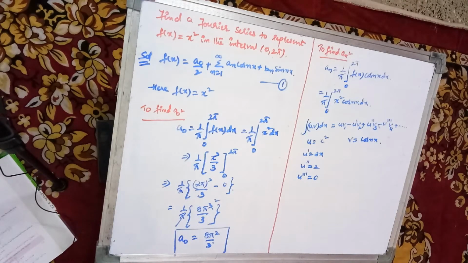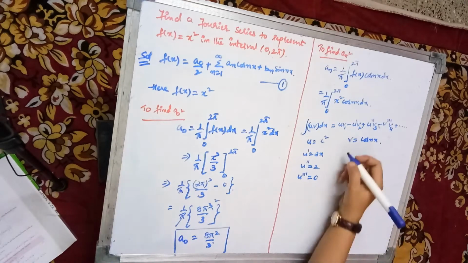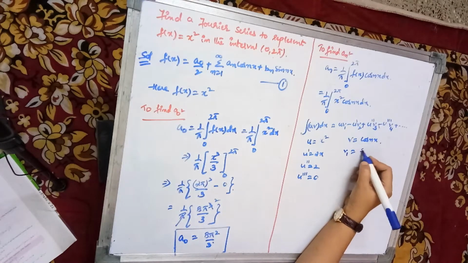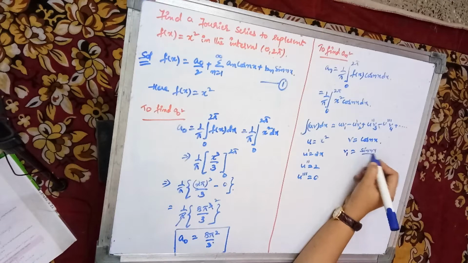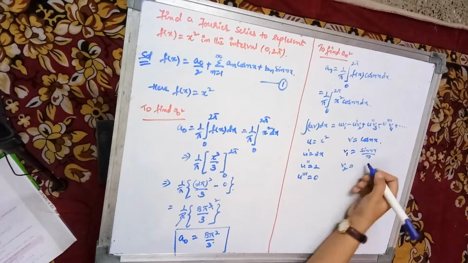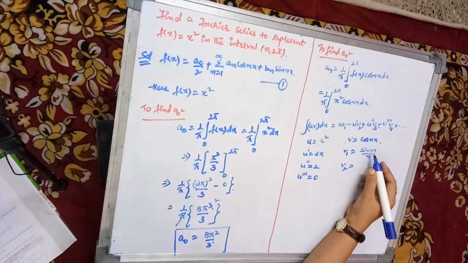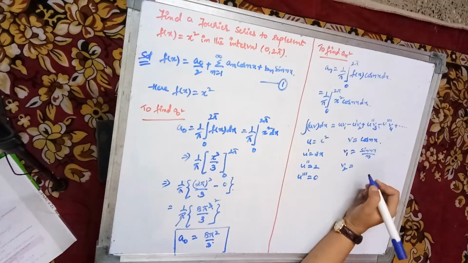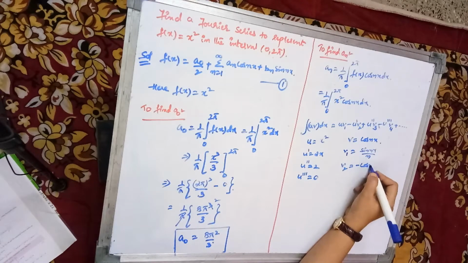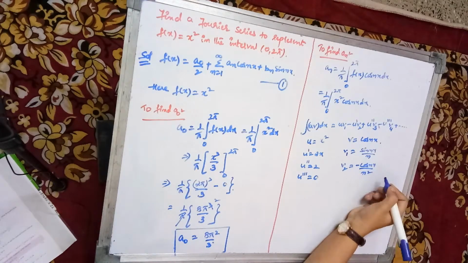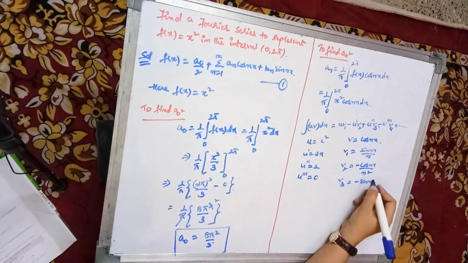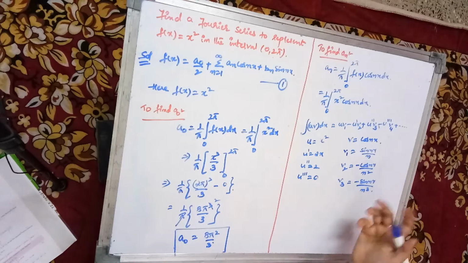Next, what you have to do? v stands for integration. v1 is equal to the integration of cos, which is sine nx by n. v2 is the double integration, so one time it's already done. Now you have to integrate sine. The integral of sine is minus cos nx by n square. Now v3 is equal to minus sine nx by n cube, and so on it will be.